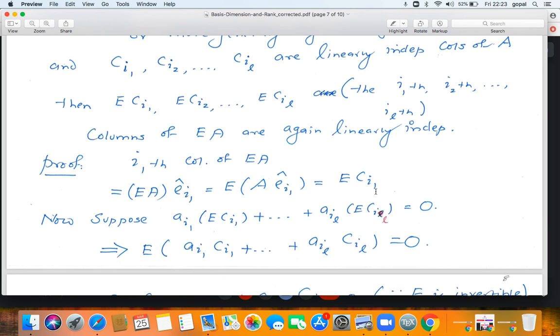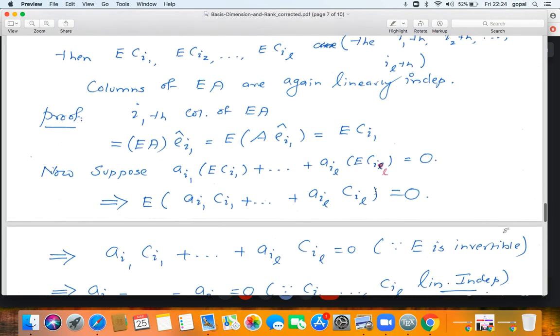Now look at the i1th column, i2th column, ilth column of the transformed matrix. I want to show that they remain linearly independent. So suppose there exist scalars a_i1, a_i2, dot dot dot, a_il, such that a_i1 Ec_i1 plus a_i2 Ec_i2 plus dot dot dot plus a_il Ec_il is 0. Then take E common: E times (a_i1 c_i1 plus a_i2 c_i2 plus dot dot dot plus a_il c_il) is 0. But E is an elementary matrix, and every elementary matrix is invertible, so I can pre-multiply by E inverse and conclude a_i1 c_i1 plus dot dot dot plus a_il c_il is 0.